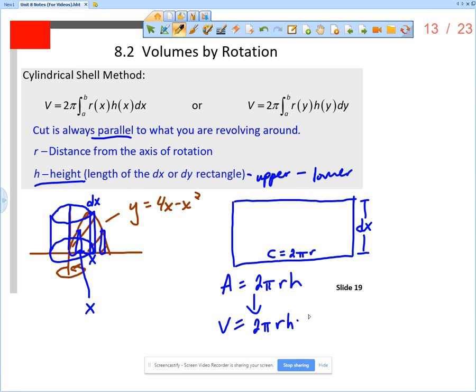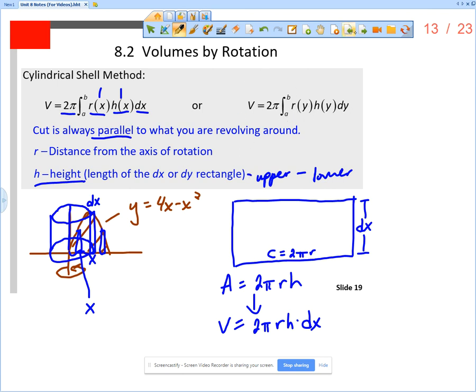Now, what's the thickness? Well, it's the dx, the infinitely thin thickness of this cylindrical shell, or of this dx rectangle, all right? And so now what are we going to do? We're going to add up all of the infinite number of these cylindrical shells. All right, so just a reminder, r of x, that's a function of x, right? h of x, that's a function of x. 2 pi is a constant, so we can put that out front. So 2 pi r h, and then times the thickness dx, from a to b. Remember, if we're integrating with respect to x, that's from left to right, and if we're integrating with respect to y, that's from the lowest value to the highest value.